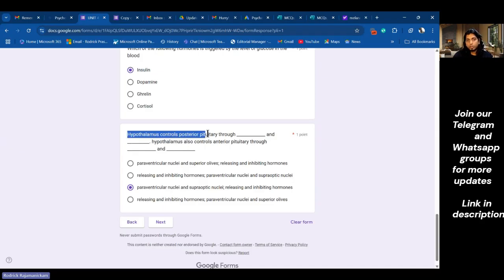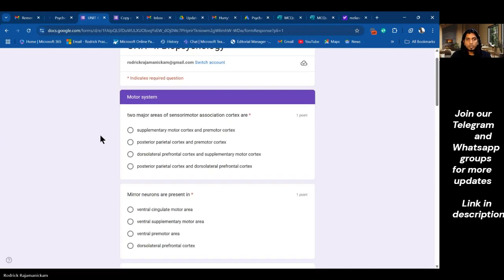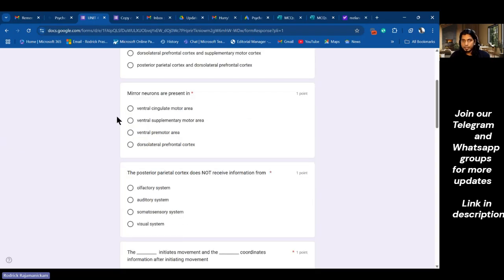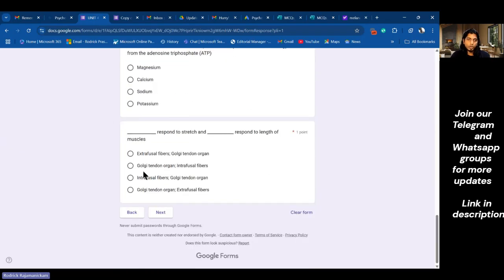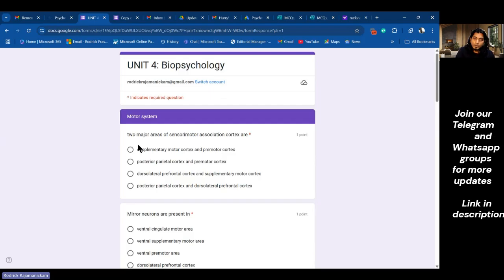The hypothalamus controls the posterior pituitary through paraventricular nuclei and supraoptic nuclei, not superior olives. Superior olives are way below. Two major areas of, okay, so we move into the motor system. I think this is the last. Okay, we do have more, right? Anyway, we'll push through. We'll try to take 10 minutes.